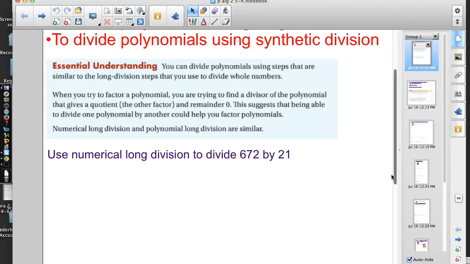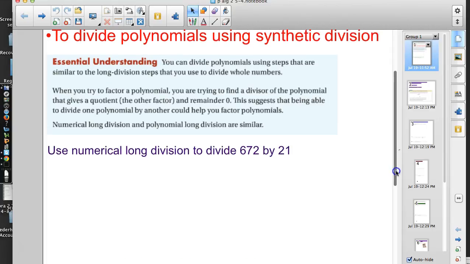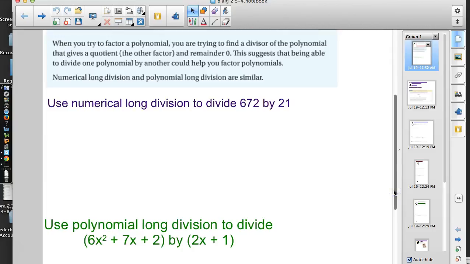Well, we don't give up. Those are the rules. The rules are no crying in math, and we never give up. So we use other methods to figure out what we could try. Now, this suggests being able to divide one polynomial by another can help us factor. It absolutely does, and that's what we want to do. So numerical long division and polynomial long division are very similar, not just similar, very similar.